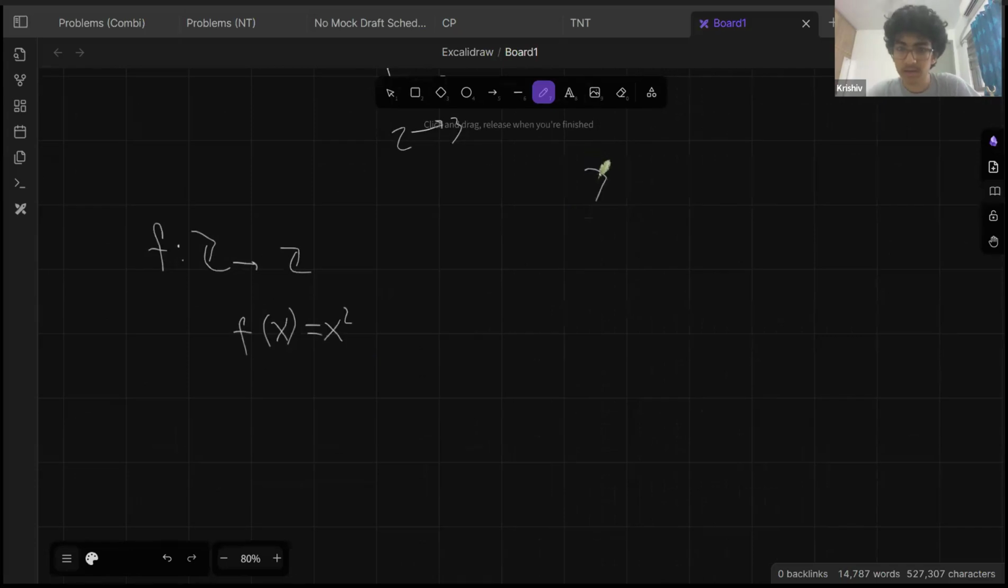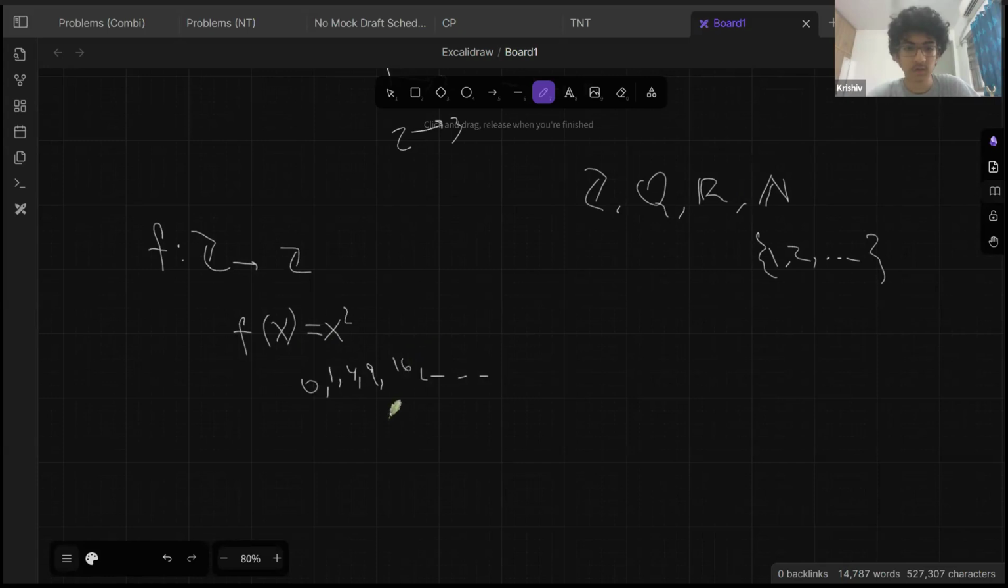By the way, Z denotes integers, Q denotes rationals, R denotes reals, and N denotes natural numbers, which is 1, 2, and so on, so no 0 in the naturals. For f of x equals x squared, this function is only going to cover the square numbers: 0, 1, 4, 9, 16, and so on.